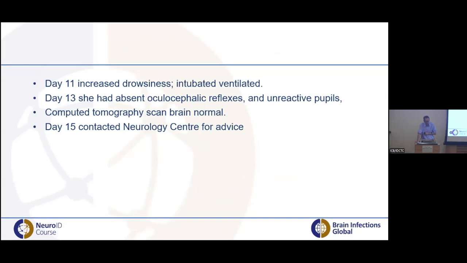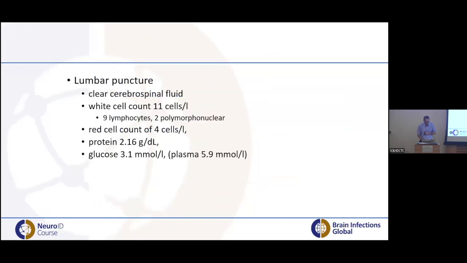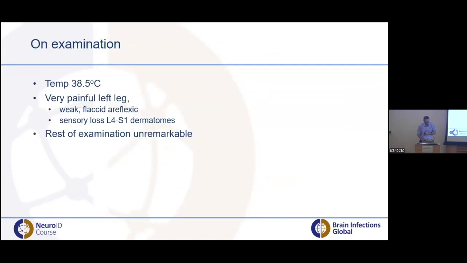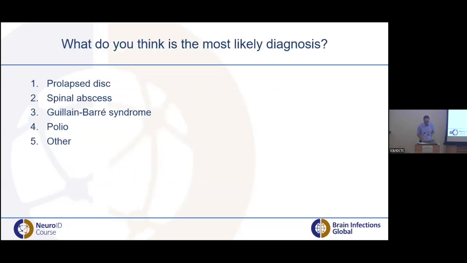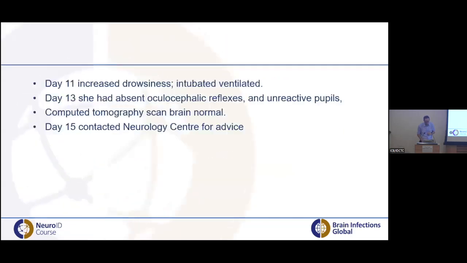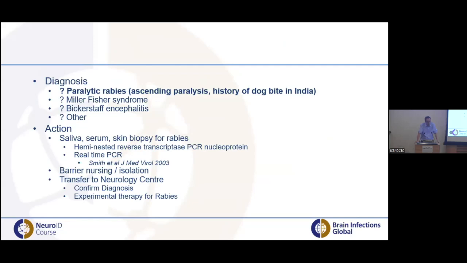So there was one thing in the history that they mentioned that worried me. If we just go back to the history. The dog bite. Yeah. Why did that worry me? Yeah. So rabies is on our differential. And they said to me, she's been bitten by this dog. We don't need to be worried about rabies, do we? And I said, yeah, I think we do.